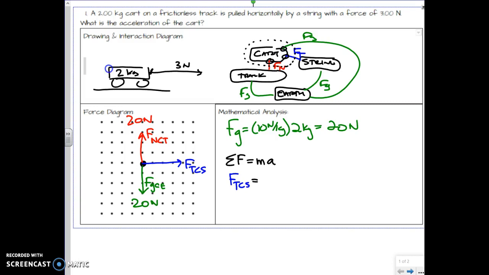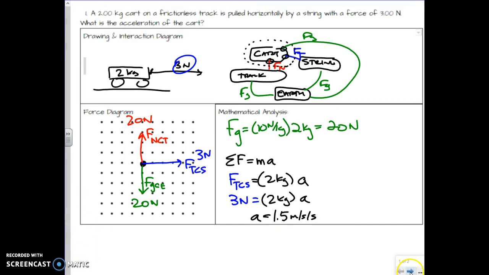That is equal to the mass of this cart, which is 2 kilograms, times the acceleration. Now, we know that the tension force from up here is 3 newtons. So 3 newtons is equal to 2 kilograms times the acceleration. So I think the acceleration should be 1.5, and units on acceleration in something like this are going to be meters per second per second. That's number 1.